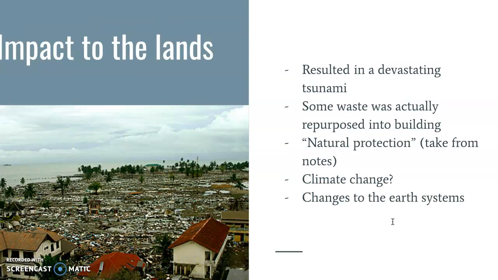So the earthquake resulted in a devastating tsunami, as I've already mentioned quite a few times. Some waste was repurposed into building materials. It was seeing all of this devastation that led scientists and politicians in these areas to think, well, maybe, just maybe, there might be an issue and there might be climate change. Something I found interesting to note was that there was a very tiny change to the length of day in this area. Like I said, very small change.